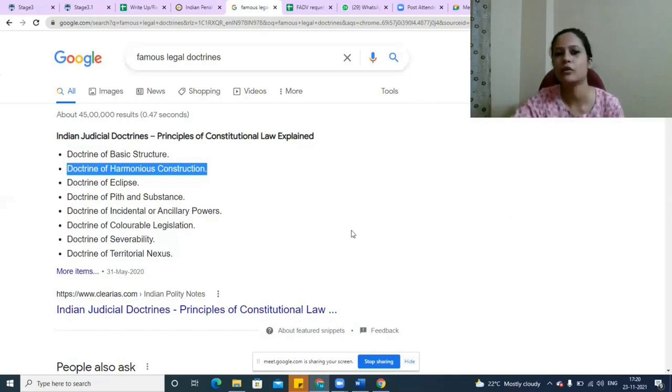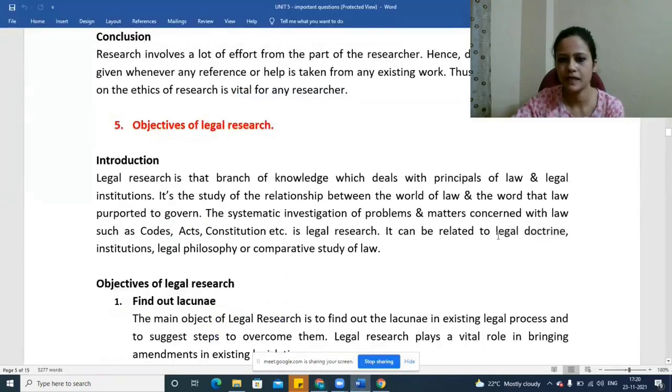Those are nothing but doctrines, or you can say theories or principles which apply, and there are multiple such doctrines in law. In different subjects you will see that. For different subjects, you will get different types of doctrines. You can simply remember it as nothing but a theory. It will apply in a similar given situation.